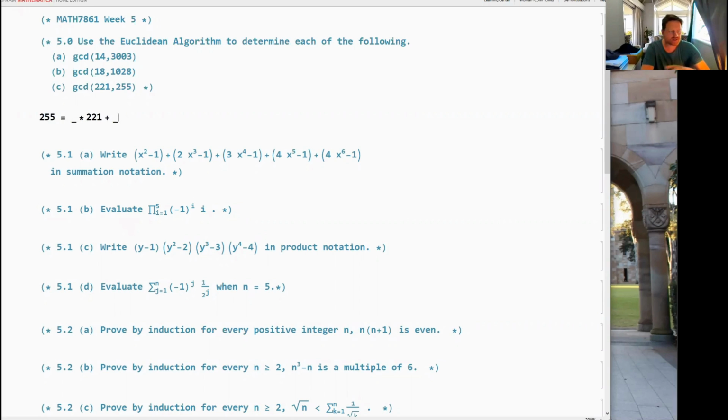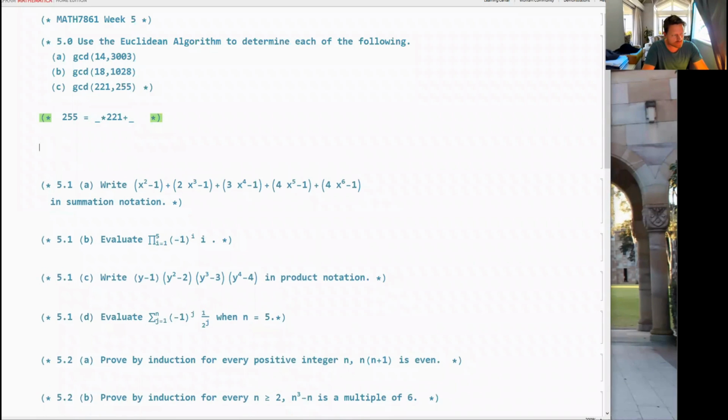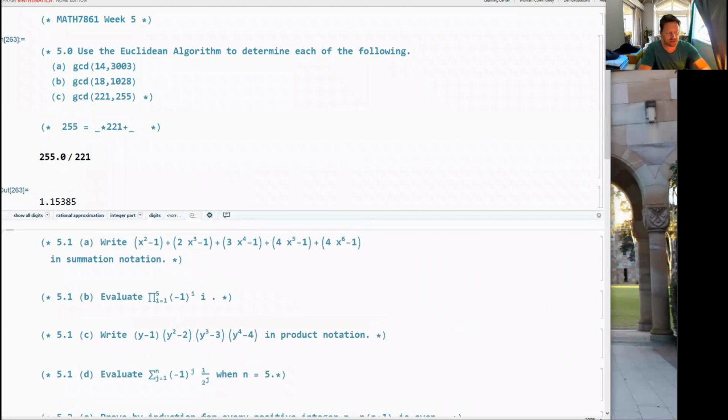So what you want to do is calculate the quotient and the remainder for 255 and 221. I'll put this part of it in a comment, and then let's just go ahead and calculate. If you're doing this by hand, you would be taking 255, and I'll just put a 0.0 so I can do a division, divided by 221. Okay, let's find out what this is. So here we see 1.15 and so on. That tells us that the quotient here is the number 1.